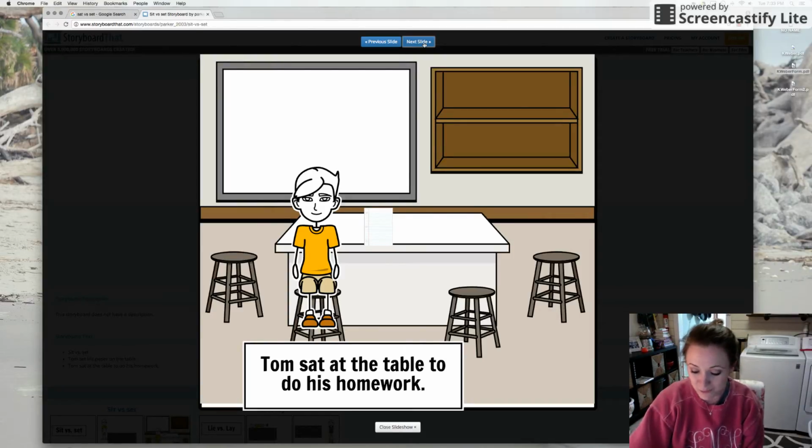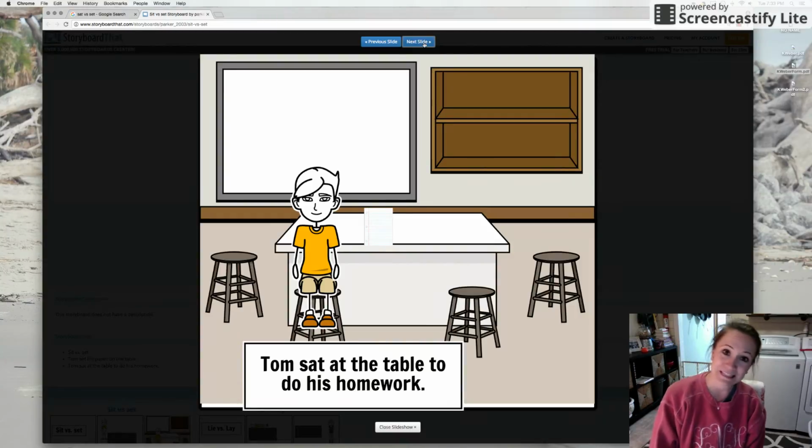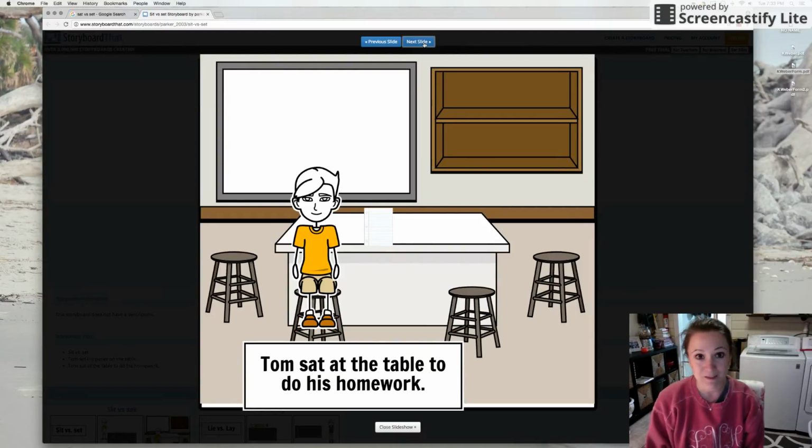The past tense form of sit is sat, like they used in this example here. Set is spelled the same in the present and in the past tenses. Okay, so that was a lot of sit, sat, set. Let's look at the examples up at the top of the page to see if it makes sense.